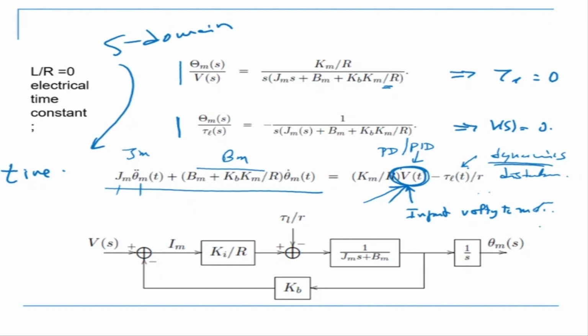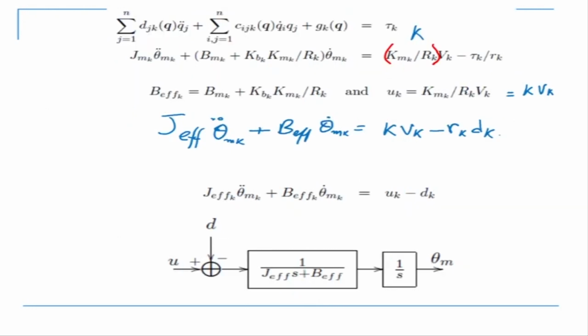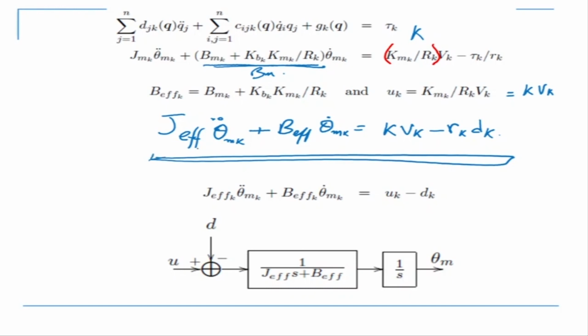The next thing we need to do is simplify this equation as I just wrote. These full terms are simplified into one term Bm, and I write my equation like this: J effective times theta m double dot plus B effective times theta m dot is equal to K times Vk, this is my input, minus R times dk. What is dk? dk is the dynamic torque.